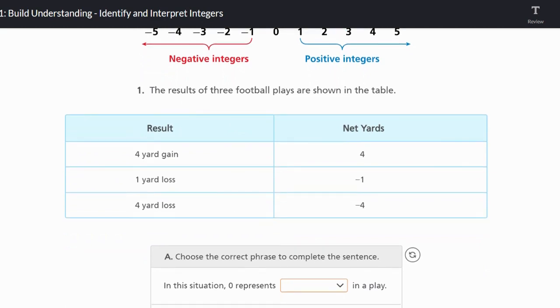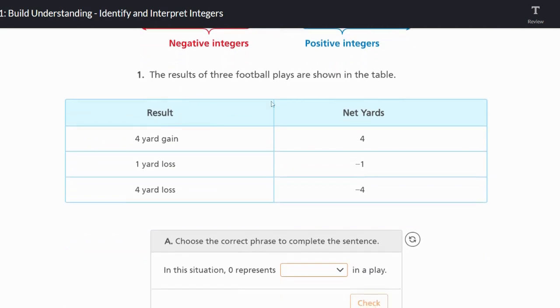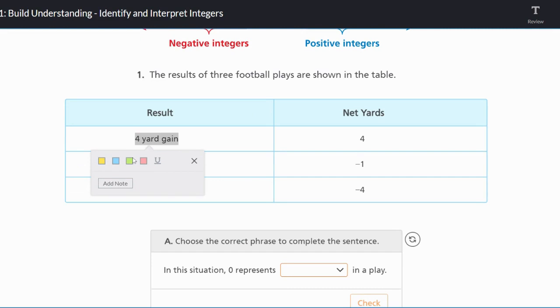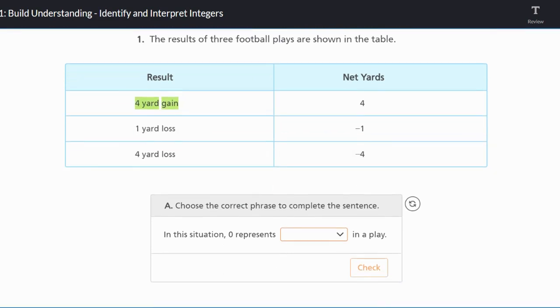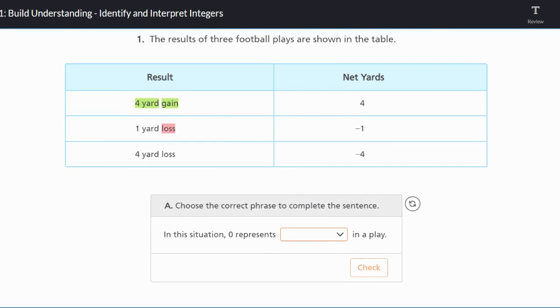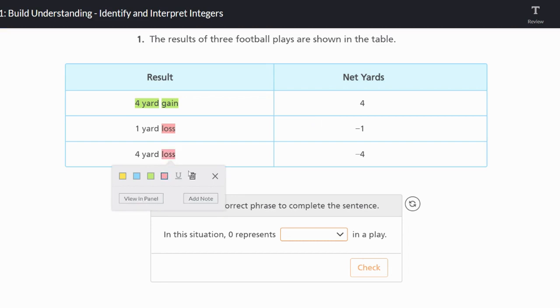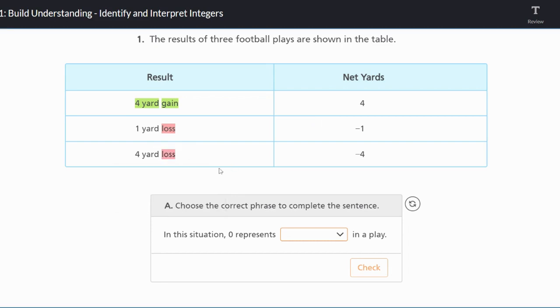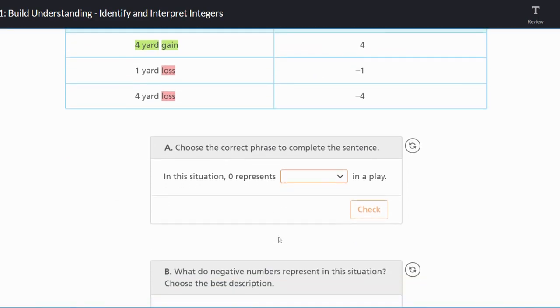So the results of 3 football plays are shown in the table. In a football game, if there's a 4-yard gain, the way we would write that is just 4. It's positive because there was a gain. If there's a 1-yard loss, the way we would write that is -1 because we lost 1 yard. A 4-yard loss would be -4 because we lost 4 yards.